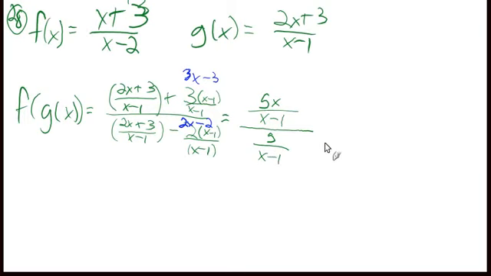over the common denominator of x minus 1. Multiplied by the reciprocal, 5x over x minus 1 times x minus 1 over 5. The x minus 1's cancel each other, and x is all that's left.